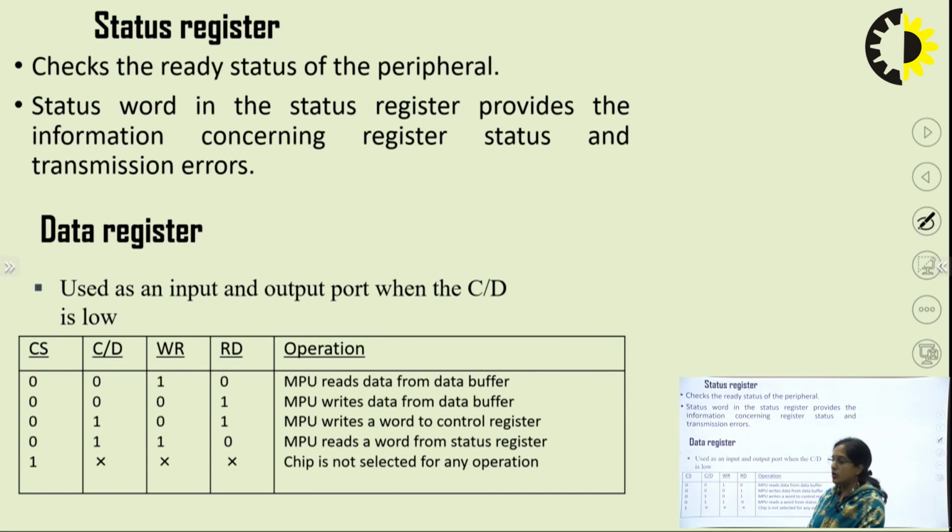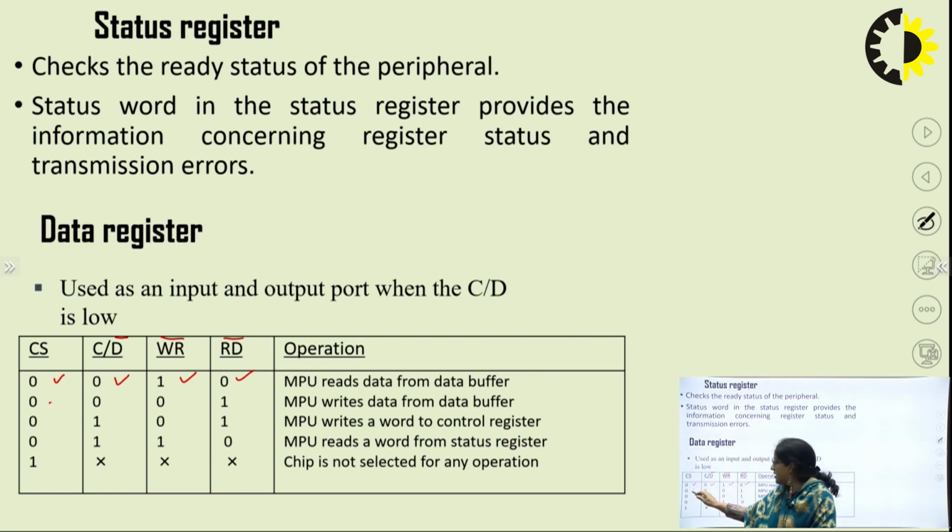So the combination of chip selection, C/D line, write signal and read signal will tell which operation the microprocessor is going to perform with 8251. So if chip selection is low, that means this chip is selected, the control signal is low, that is the data line is selected, and write is high and read is low. So what it means is the microprocessor is reading from the data buffer. So data is available at 8251 and that data is read by the microprocessor.